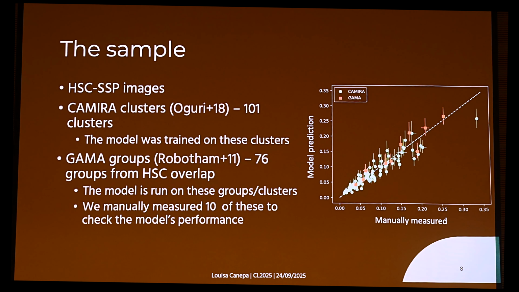And so in order to check that the model is performing okay and not doing anything super weird with these unseen images, we manually measured 10 of those in order to check how the model was performing on them, and those are the red points on that plot you can see there. And so what we find is that the scatter in the model's predictions on these unseen gamma groups is identical basically to the scatter that it had on the Chimera cluster. So that indicates that the model is performing well on these unseen images.